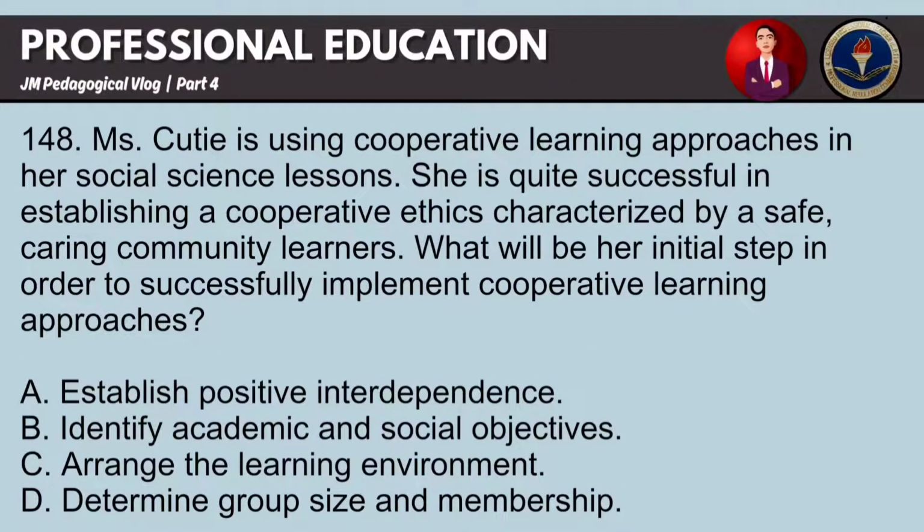Miss Cutie is using cooperative learning approaches in her social science lessons. She is quite successful in establishing cooperative ethics characterized by a safe, caring community of learners. What will be her initial step in order to successfully implement cooperative learning approaches? A. Establish positive interdependence. B. Identify academic and social objectives. C. Arrange the learning environment. D. Determine group size and membership. The answer is B. Identify academic and social objectives.